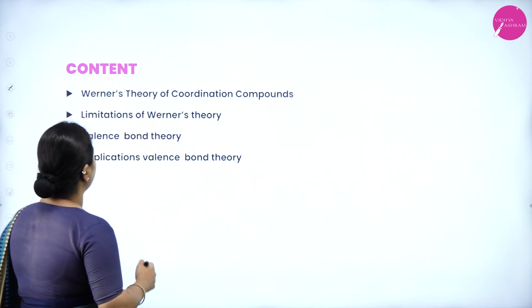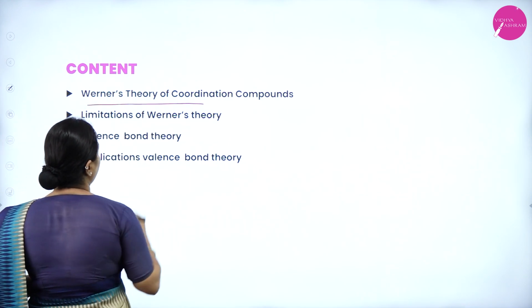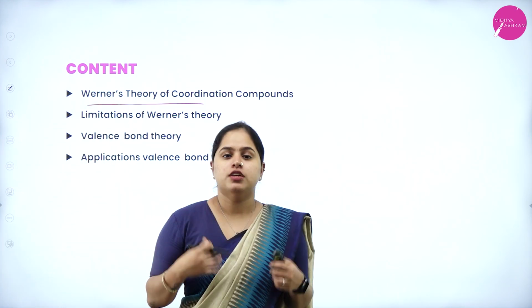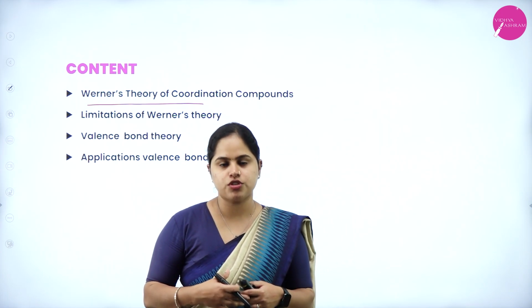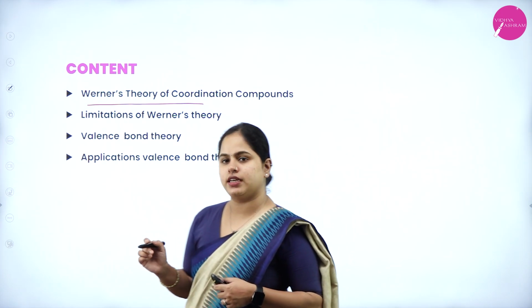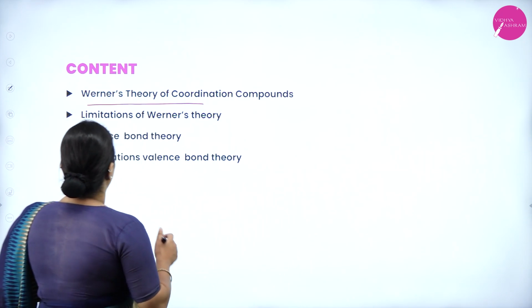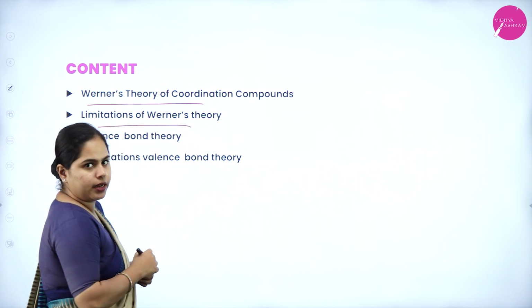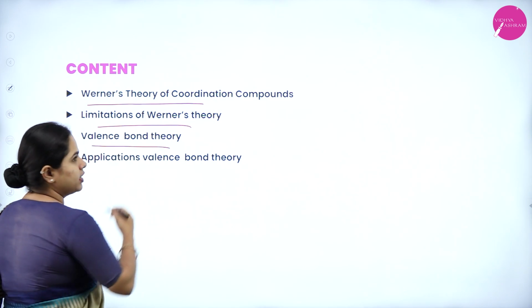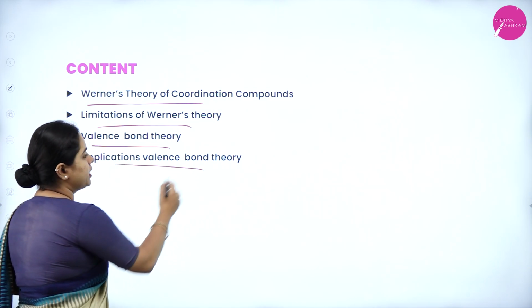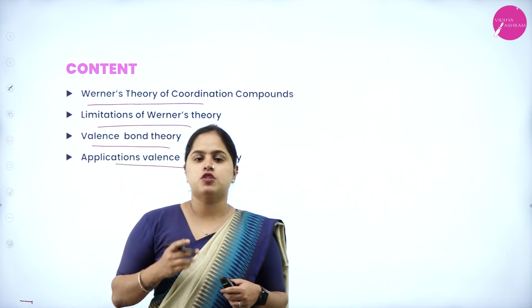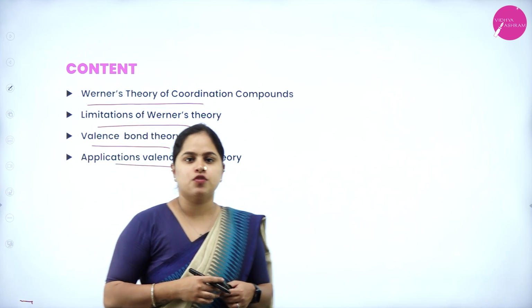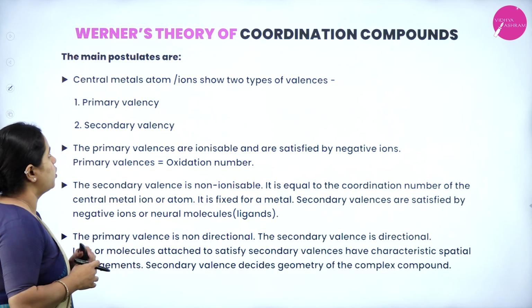In today's session, we are going to study the first theory of coordination compounds. We are going to study different theories regarding coordination compounds. The first theory will be Werner's theory of coordination compounds and the limitations of Werner's theory. Then we'll move on to the next one, valence bond theory, and its applications and limitations as well. So two theories we are going to discuss. Werner's theory is the one we are going to begin now.